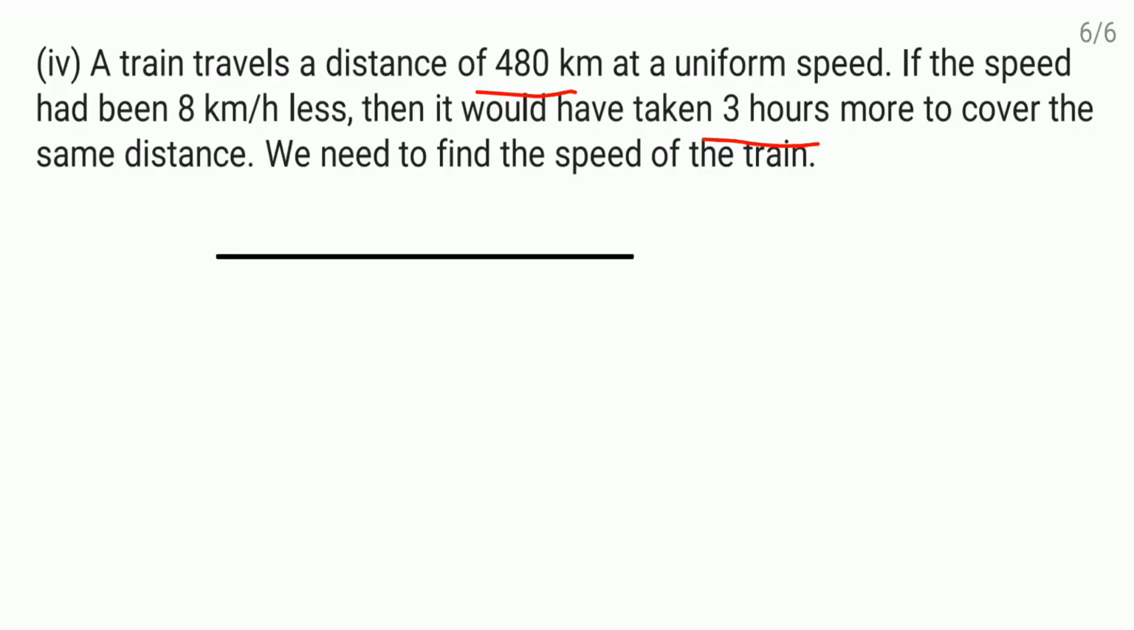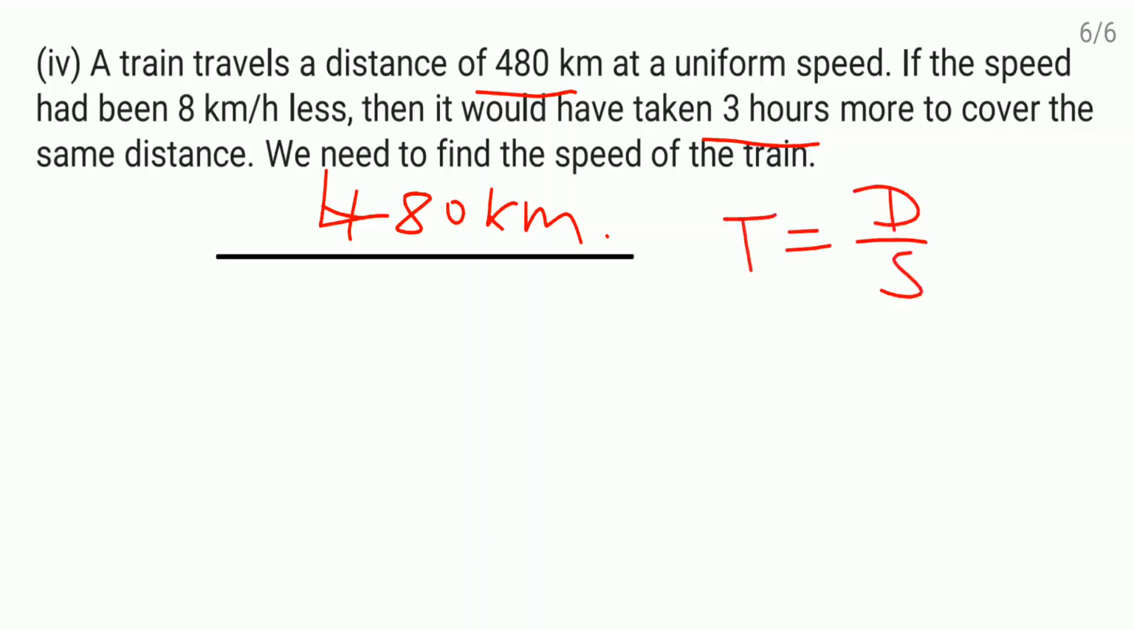So here I'll write down this distance is 480 km. And we don't know the speed. So we'll consider let the speed be x km per hour. Right? So here the formula for time we should know. The formula is: time is equal to distance upon speed. This formula we should know.